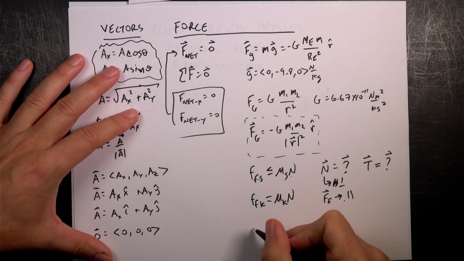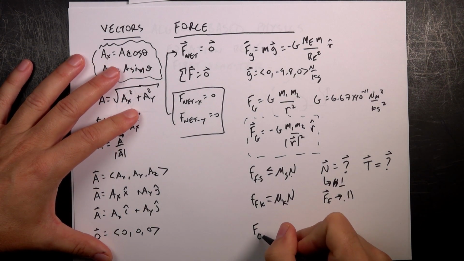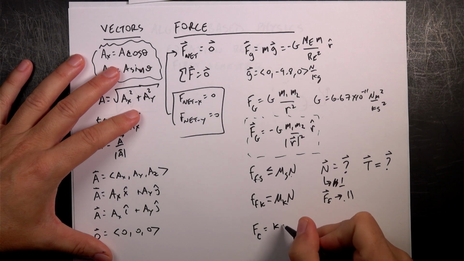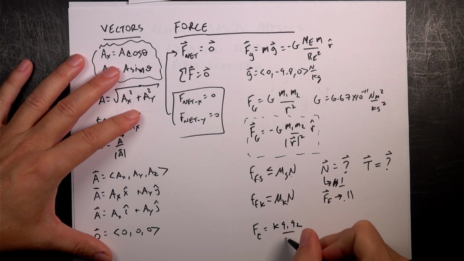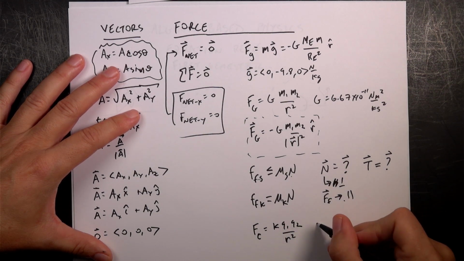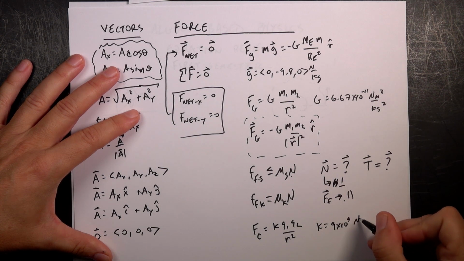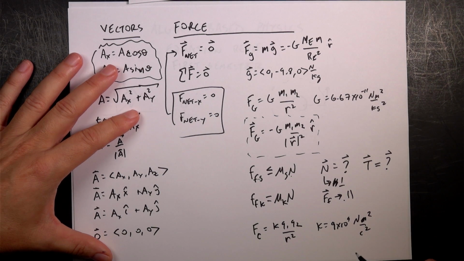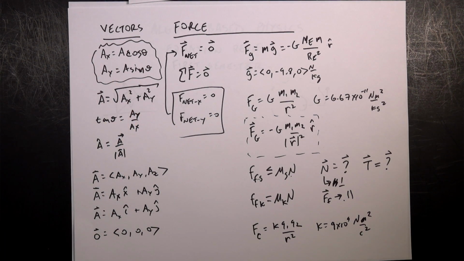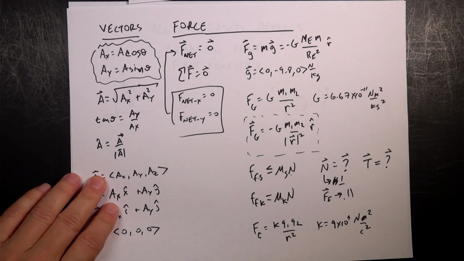You may see this one, Fc, I'll write the scalar version, is K times Q1 times Q2 over R squared. This is the electric force between two objects where K is 9 times 10 to the 9th newton meters squared per coulomb squared. Okay, it looks a lot like gravity. That's why they include it right there. I'm trying to think of any other special forces. We'll get to some other ones. Let's just go ahead and do the rest of the forces.